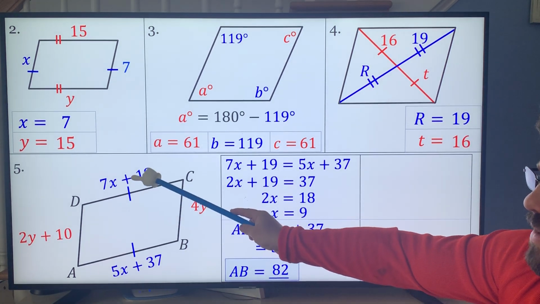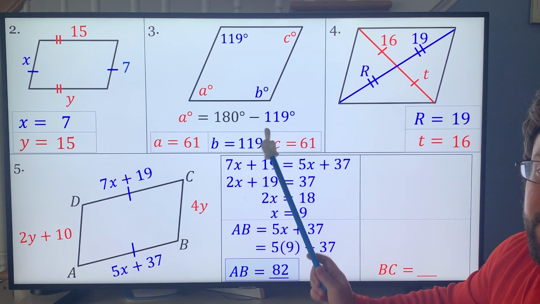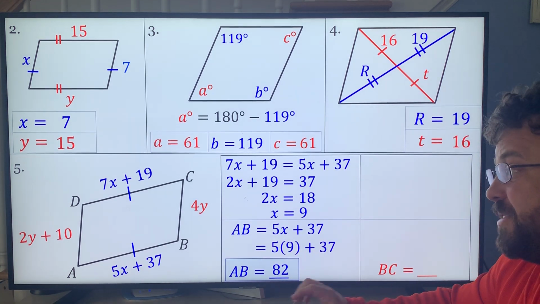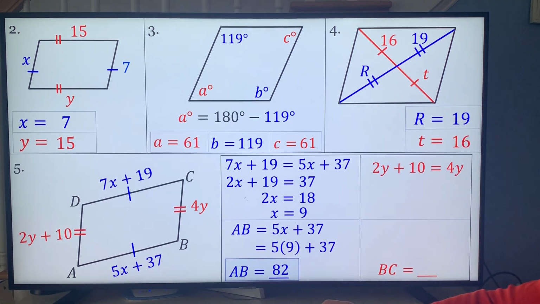What would happen if I plugged the 5 in here? You'd also get 82. What happened in here? It wouldn't matter because it's a y, not an x, right? Now in order to find y, we equate the two to each other.